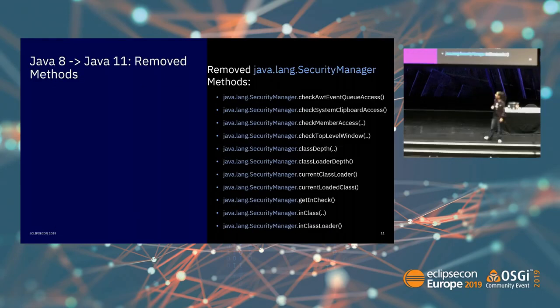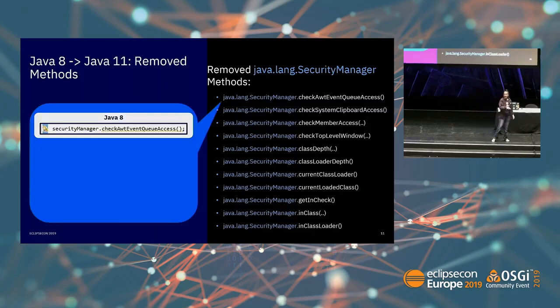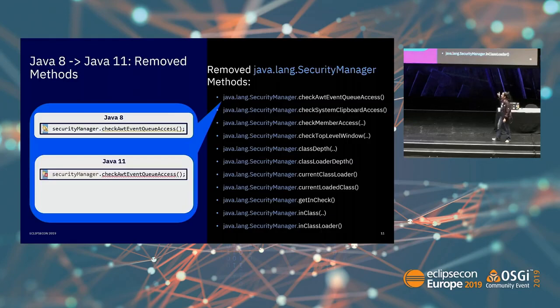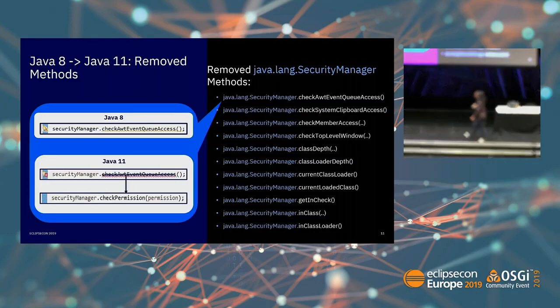All right. So methods that got removed. So we talked about classes, talked about packages. There were other methods that got removed. So in SecurityManager, there were a lot of check access methods that got removed. So again, in your IDE, you would have seen a warning. All of a sudden, you can't call that method anymore. You call checkPermission instead. So any of those methods, if you're using any of them, you can substitute it with checkPermission.